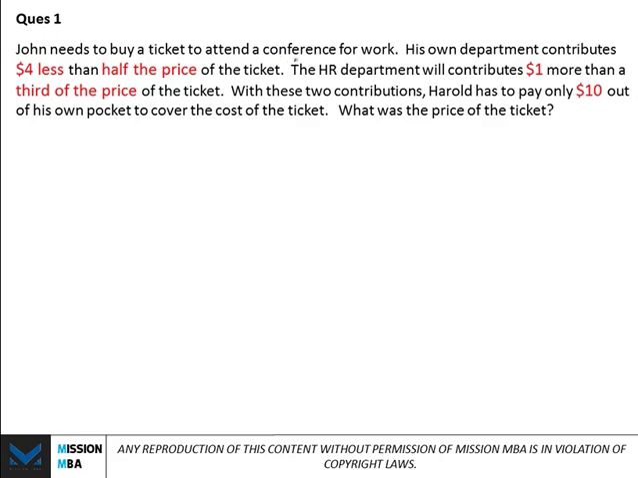John needs to buy a ticket to attend a conference for work. His own department contributes 4 less than half the price. HR contributes 1 more than 1/3 of the price, and he's paying 10, right? Let's go ahead and try it out. So let's quickly write down the numbers: 36, 42, 48, 54, and 60. So I'll start with the center one.